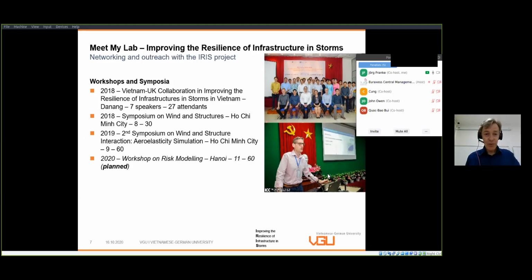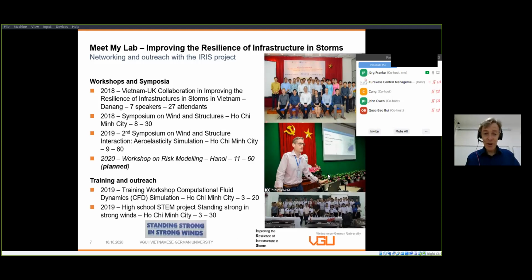In addition to these workshops, we did training and an outreach activity. Training was last year on computational fluid dynamics, performed by more than one colleague from Nottingham, in Ho Chi Minh City. And we had a very nice event at a high school where we introduced our project and civil engineering and these topics in general to students in a STEM project called Standing Strong in Strong Winds.